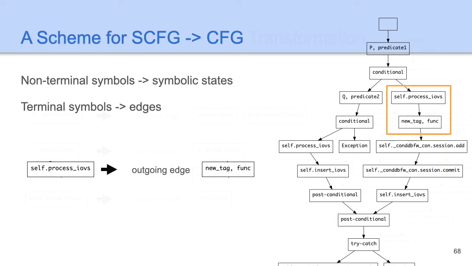In particular, we have the vertex, which signals a call of the function self.processIOVs, and from this we can generate an outgoing edge, and then the next vertex along, which signals both a change of the variable new tag and a call of the function func. Now, as usual, this rule would be recursed upon, so the vertex with new tag and func would be used to generate another outgoing edge, and this would carry on to generate the entire path.